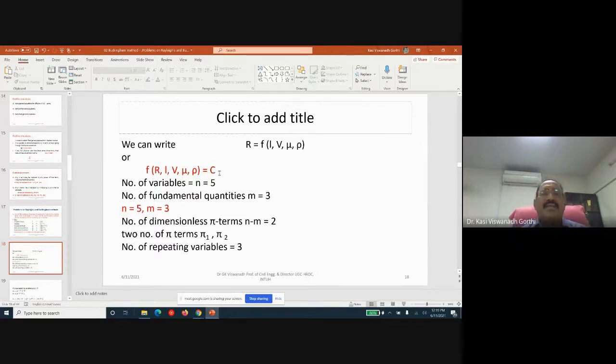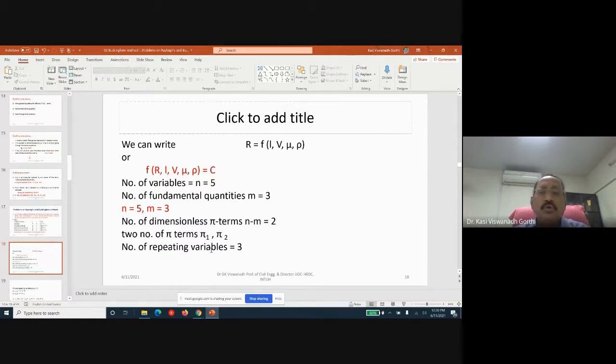How many variables are there in this? R, L, V, mu, rho: 1, 2, 3, 4, 5. So the number of variables involved in this physical phenomenon, n, is equal to 5. And the number of fundamental quantities you have seen, mass, length, time, is 3. So n is equal to 5, m is equal to 3. The number of dimensionless pi terms will be n minus m, 5 minus 3. 2 pi terms are to be formulated. Pi 1 and pi 2 are the pi terms.